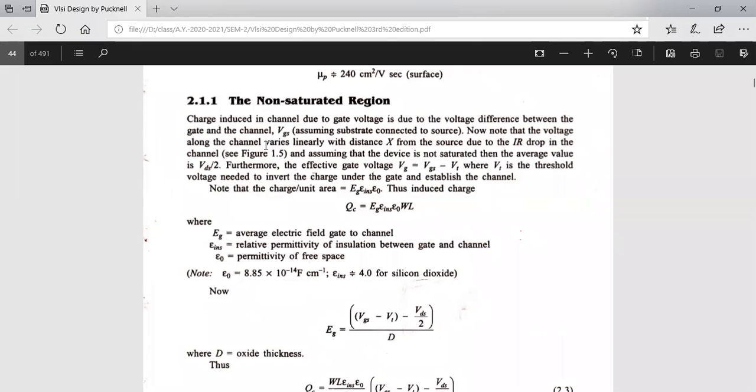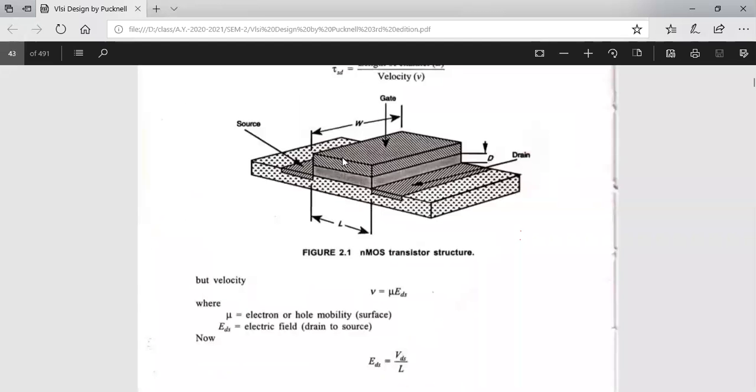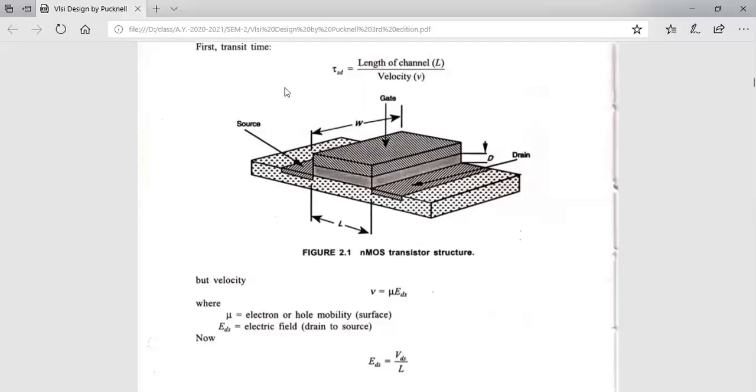So we see here now. The charge induced in a channel due to the gate voltage is due to the voltage difference between the gate and the channel. This is the gate, which is in the mesh area, and this area is the gate area, and this area is the channel area.